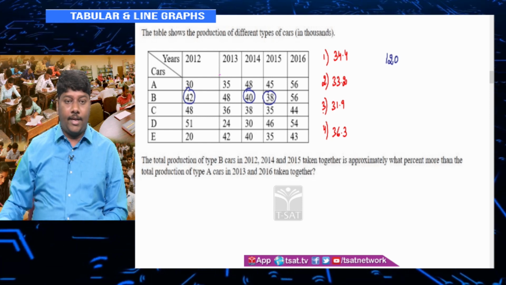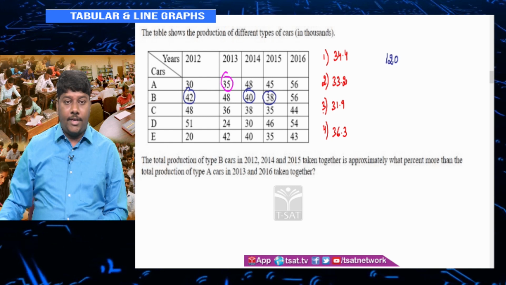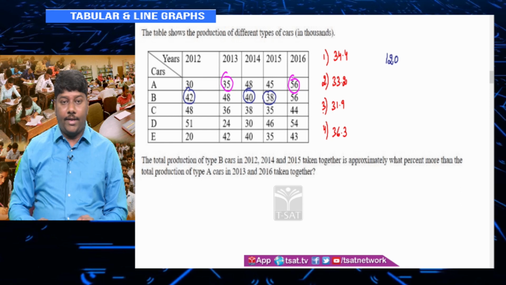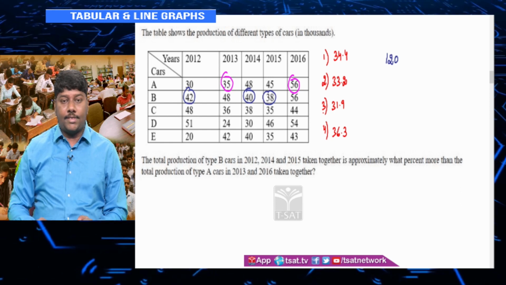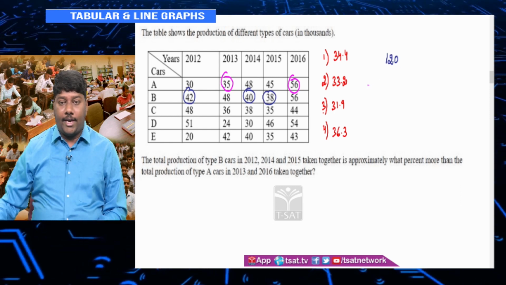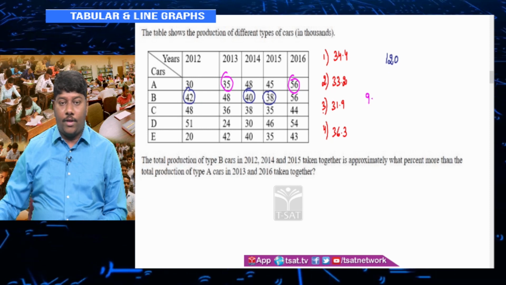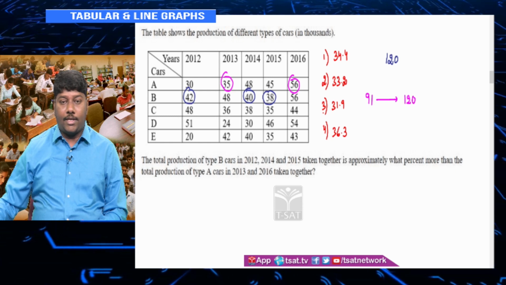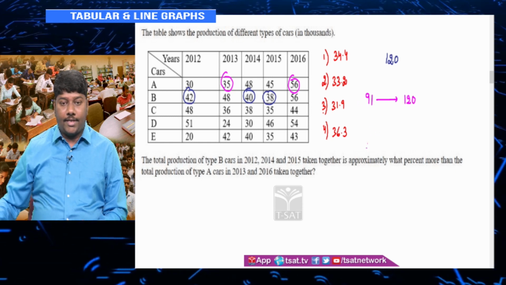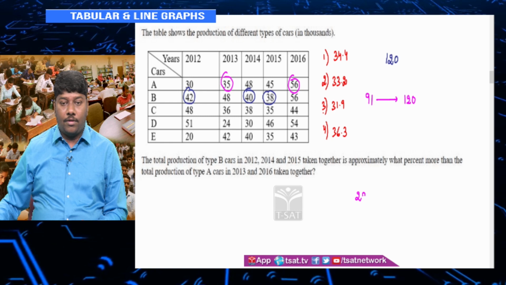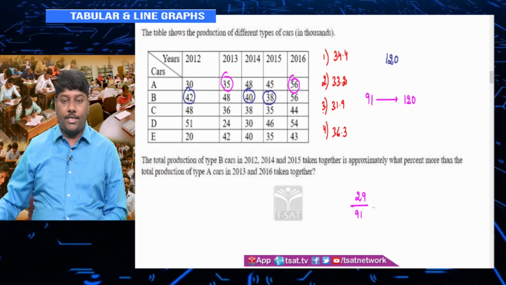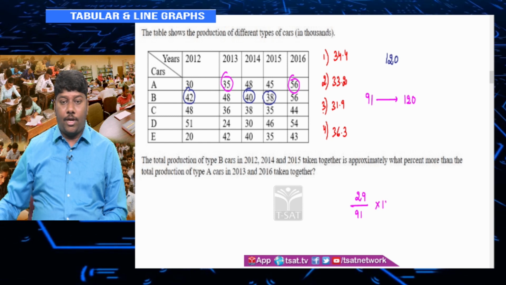So what percent more than the total production of type A cards in 2013 and 2016? Type A cards in 13, it's 35. Type A cards in 16 is 56. Therefore, I can clearly say it is 35 plus 56 is 91. So 91, when compared to 91, 120 is how much more I am asking you. So actually it is how much more? It is actually 29 more when compared to 91. I just need to use the percentage increase formula, right, to 100.